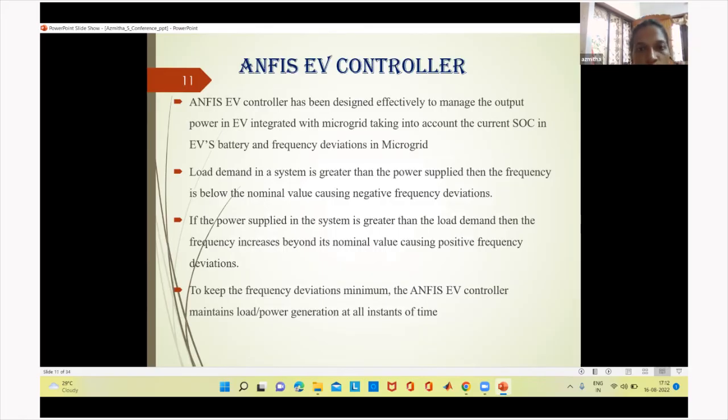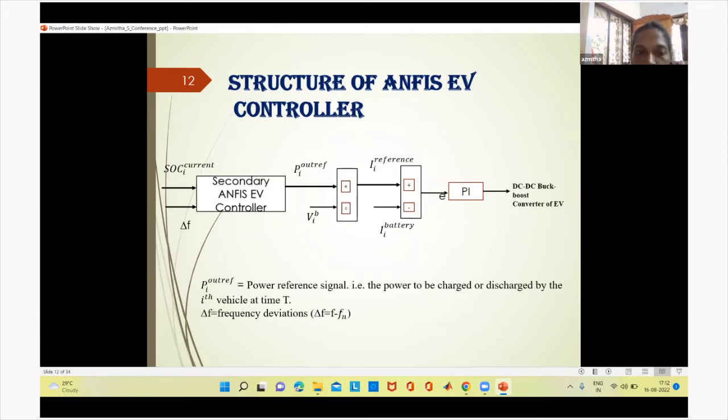Then the ANFIS EV controller. The ANFIS EV controller has been designed effectively to manage the output power of the electric vehicle integrated with the microgrid, taking into account the current SOC of the EV battery and frequency deviations in the microgrid. When the load demand in the system is greater than the power supplied, the frequency falls below the nominal value, causing negative frequency deviations. If the power supplied is greater than the load demand, then the frequency increases, which causes positive frequency deviations. Then, to keep the frequency deviations minimum, the ANFIS EV controller maintains the load or power generation at all instances of time. This is the structure of the ANFIS EV controller. The ANFIS EV controller has two inputs, which are SOC and DELF.